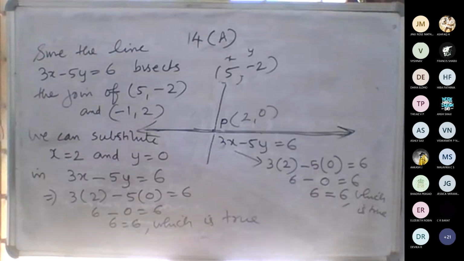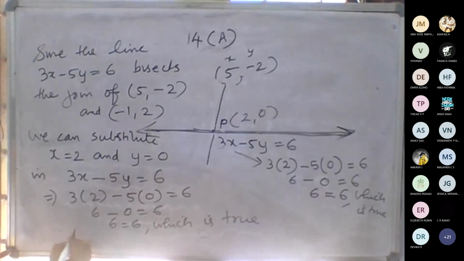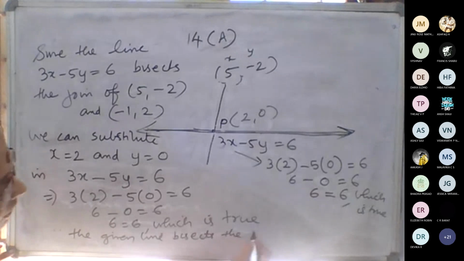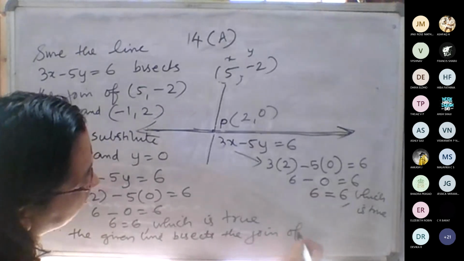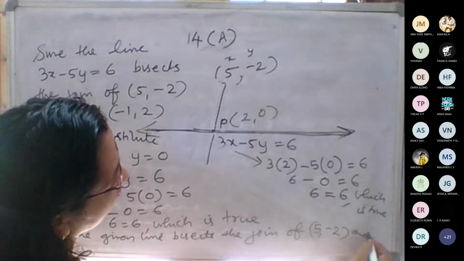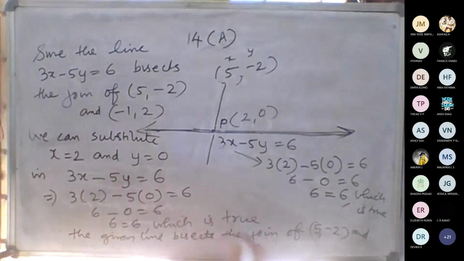Therefore, the given line bisects the join of the points. Finally, therefore, the given line, whether it bisects or not, the joining of 5 negative 2 and another point negative 1, 2.